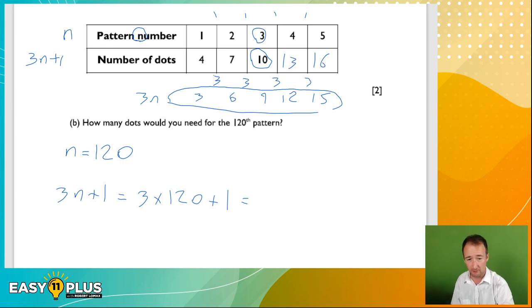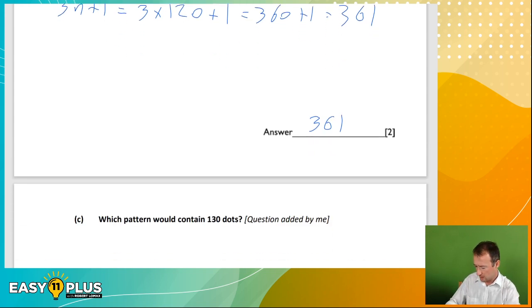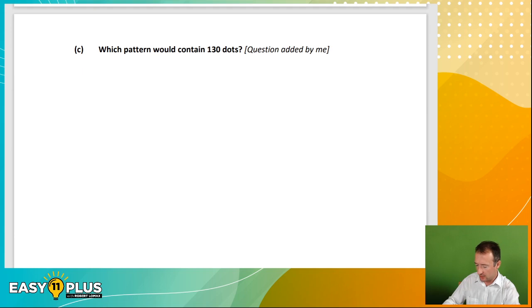Anyway, 3 times 120, 300, 3 times 20 is 60, so that's 360. Plus 1 equals, drum roll, 361, of course. So, in the 120th pattern, there are going to be 361 dots. And of course, always remember to write your answer in the answer space, unless you really, really don't want the marks. Okay, now this is a question that I've added because although it wasn't part of this question I found, it is something that sometimes turns up, and so it's important that you know how to do it.